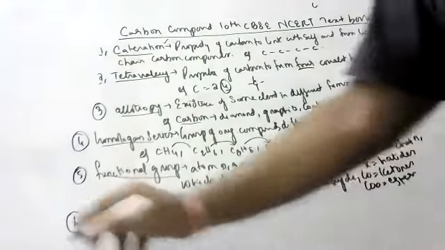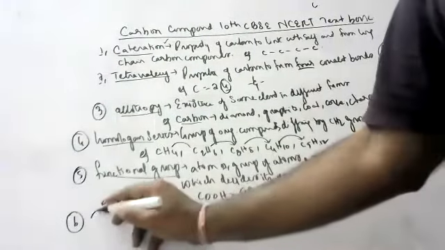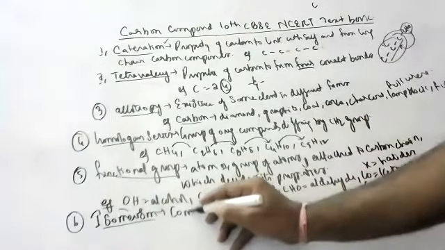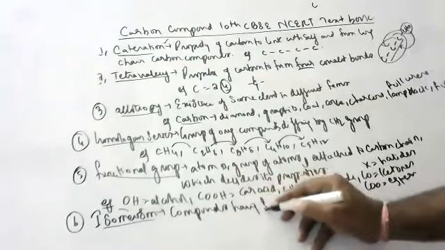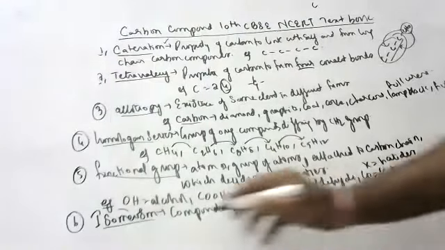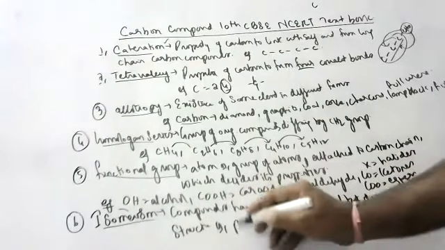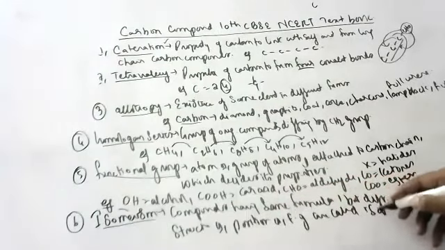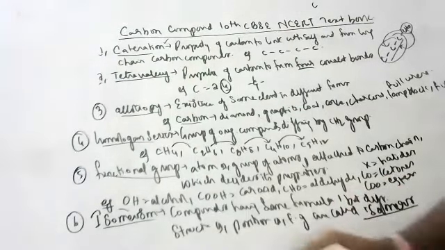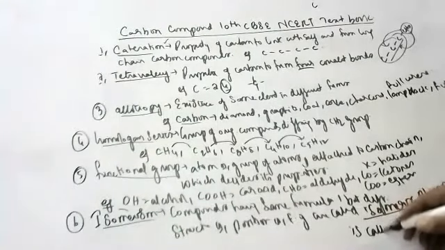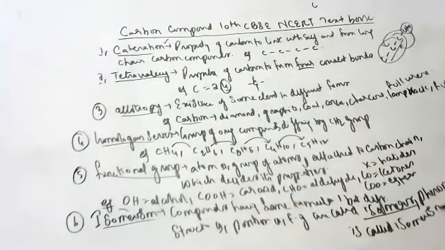Okay, next one. Isomerism. Compounds having the same formula but different structure, position, or functional group are called isomers, and the phenomenon is called isomerism.